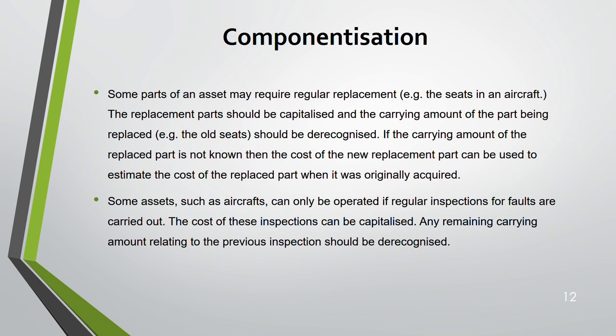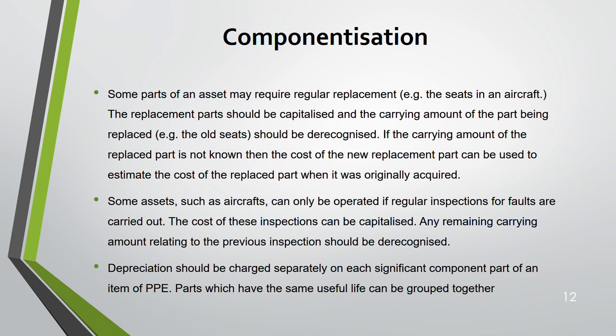Some assets like aircraft can only operate if regular inspections for the faults are carried out. You see in this aircraft, regular inspection keeps going on to check for faults. So this inspection cost has to be capitalized. And any remaining carrying amount from the previous inspection, de-recognize. Same way, the previous inspection you de-recognize, the new one you recognize, capitalize it.